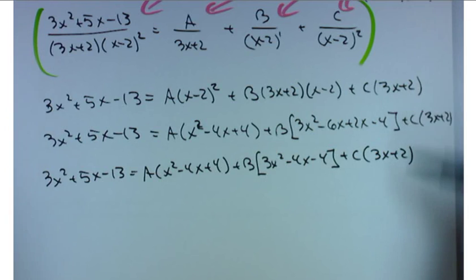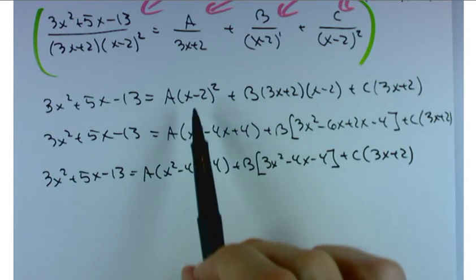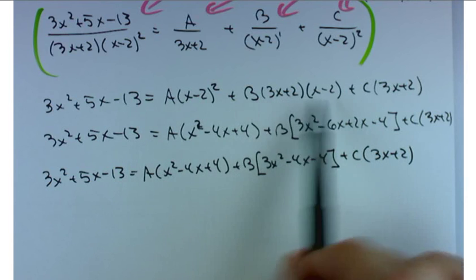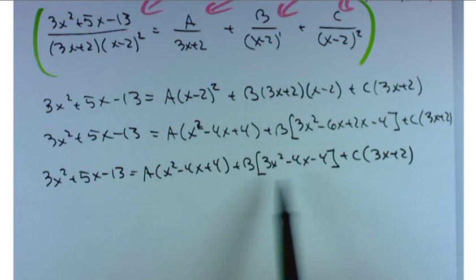Are we okay this far, though? I don't want to zoom past you and lose you. So what I did is I squared this one out, I FOILed this one out, and then I collected like terms there in the middle.